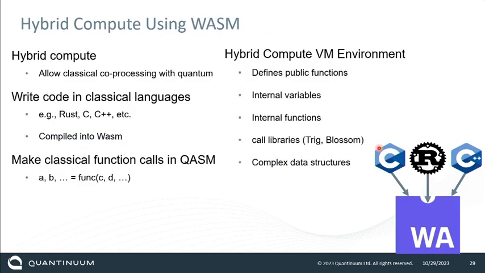So with these requirements in mind, our software team came up with this hybrid compute using WebAssembly, or WASM. What this really allows is all the rich complexity you have in classical programming, you now have access to on your quantum machine. So things like public functions, complex data structures like arrays, calling libraries and subroutines like Blossom. You now are able to write more or less as complicated a program as you want in some higher-level language like Rust or C++, compile it to WebAssembly, and then within your QASM actually make these classical calls.